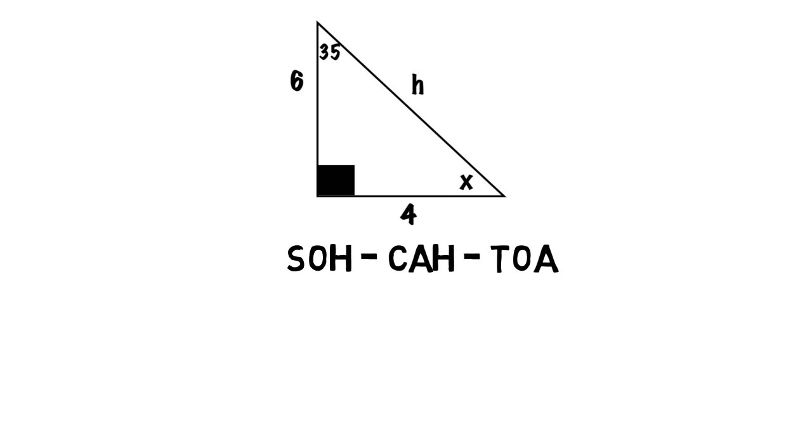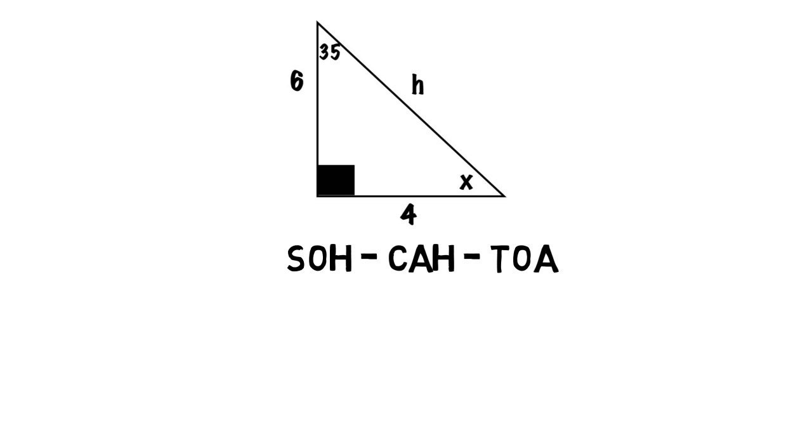CAH stands for cosine, adjacent over hypotenuse. This means you'll take the leg adjacent to the angle you're using and divide it by the hypotenuse. TOA, similar to the other two, means tangent, opposite over adjacent. This means that you'll take the opposite leg from the angle you're using and put it over the adjacent leg to the angle you're using.